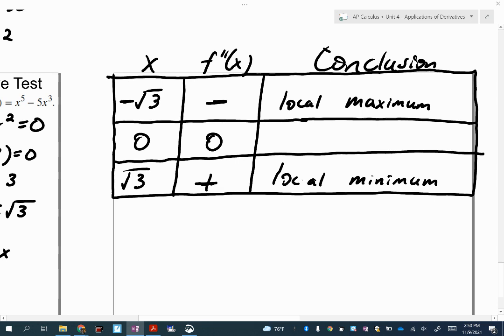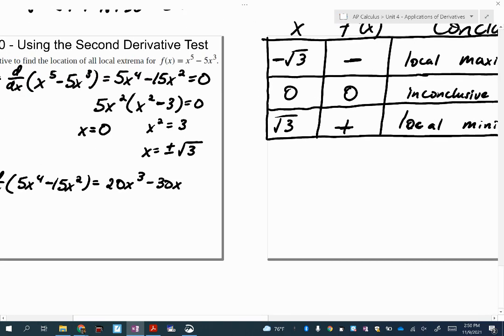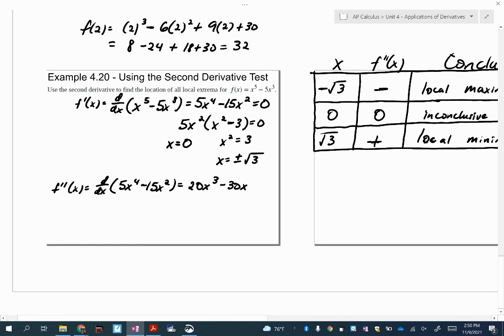Now let me talk to you real quick about what happens when you get 0. This is inconclusive. So you actually have to go back a step and do the first derivative test, which we did at the very beginning of this lesson. And the way you do that is, if you remember, we would break down this domain into our subintervals. Instead of negative infinity to infinity, I'd have negative infinity to negative square root of 3, negative square root of 3 to 0, 0 to positive square root of 3, positive square root of 3 to infinity.